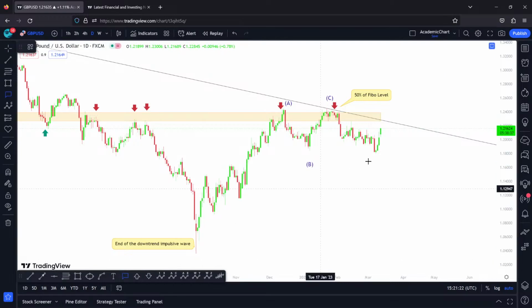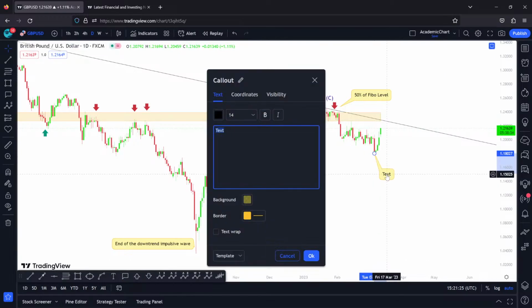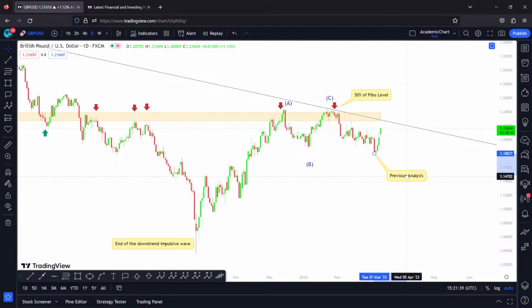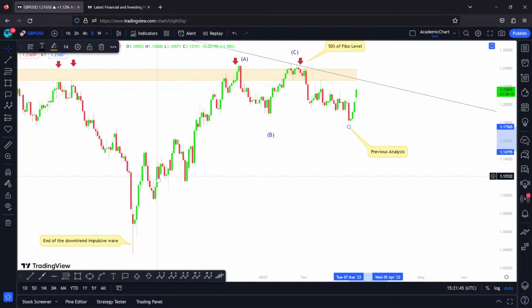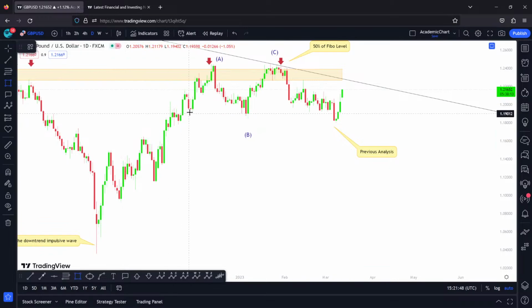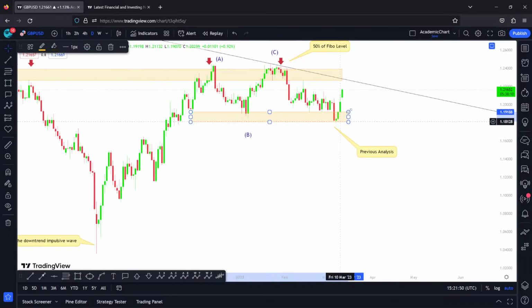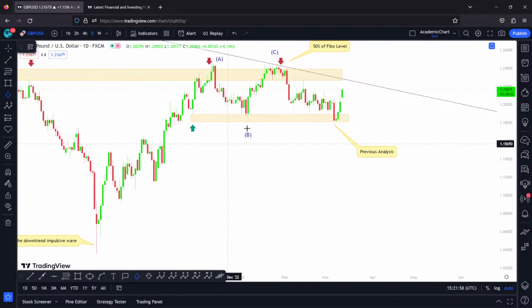And here is the point of the previous analysis. Okay, here is the previous analysis. We actually found a very important zone. If I zoom in a little bit, I found this as a very important support zone. And here I can add more arrows to clarify what I mean by this support zone.